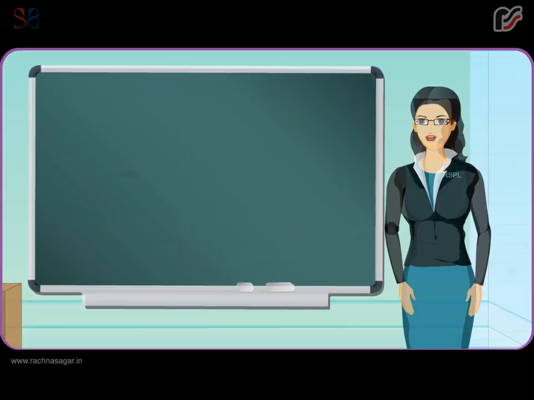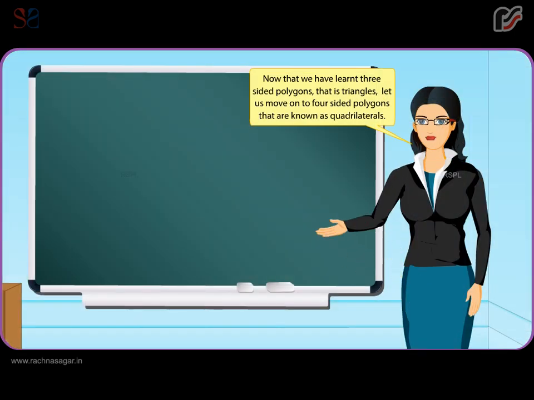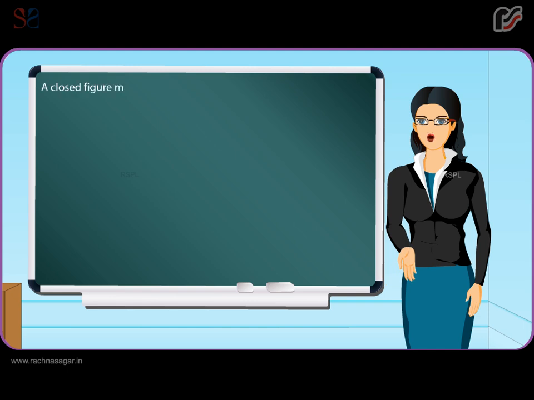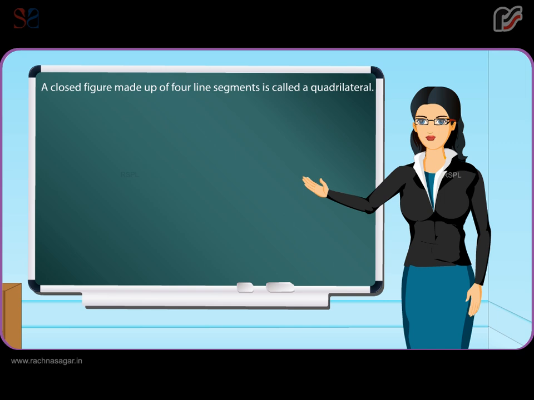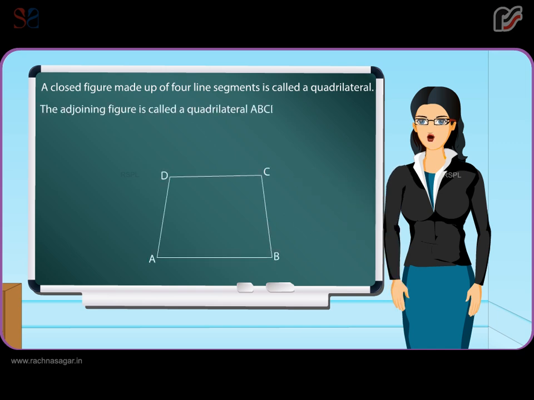Quadrilaterals. Now that we have learned about three-sided polygons, that is, triangles, let us move on to four-sided polygons that are known as quadrilaterals. A closed figure made up of four line segments is called a quadrilateral. The adjoining figure is called quadrilateral ABCD or BCDA or CDAB or DABC.